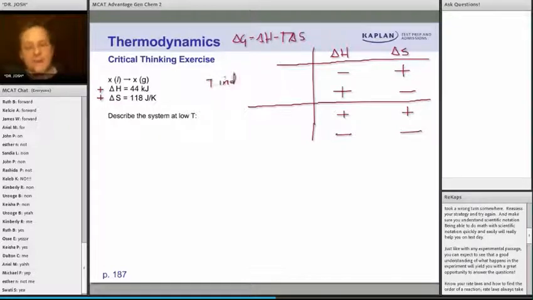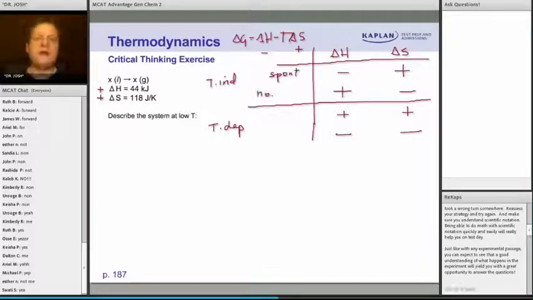But the chart comes from that equation of delta G equals delta H minus T delta S. We have two groups. We have what we consider temperature independent, so it doesn't matter what the temperature is, it'll either always be spontaneous or not. And then we have the two sets that are temperature dependent. When temperature changes, that will affect the reaction. So note, if you have the same sign, like we do here, that's temperature dependent.